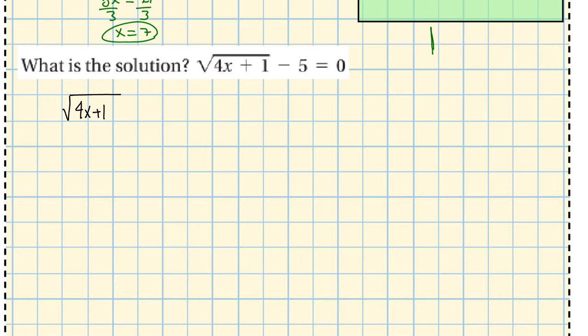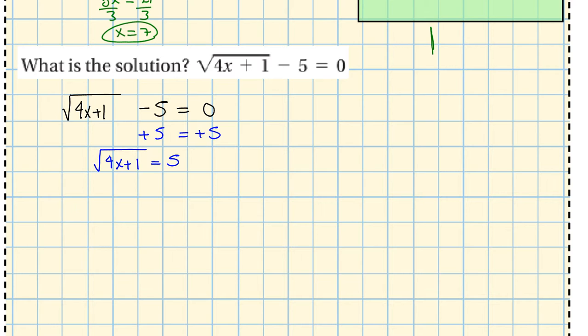Now notice that the minus 5 is outside the radical, and you have to be careful to read that correctly. If it's outside the radical, it has to stay outside the radical. So first, we're going to add 5 to both sides of the equation. That is going to give us the square root of 4x plus 1 is equal to 5.